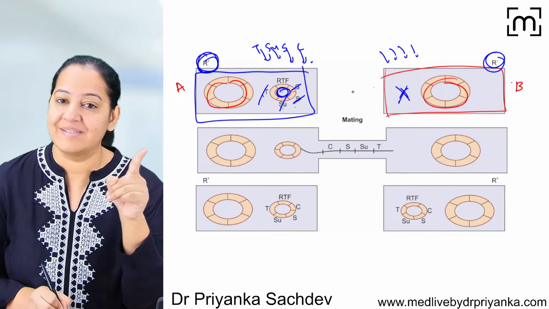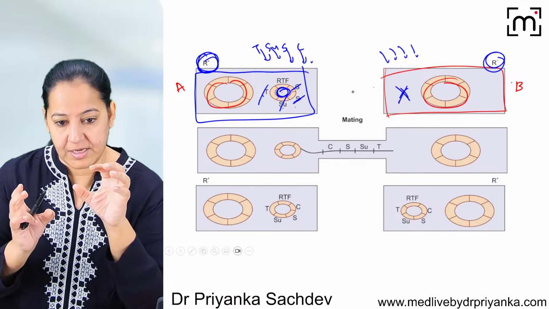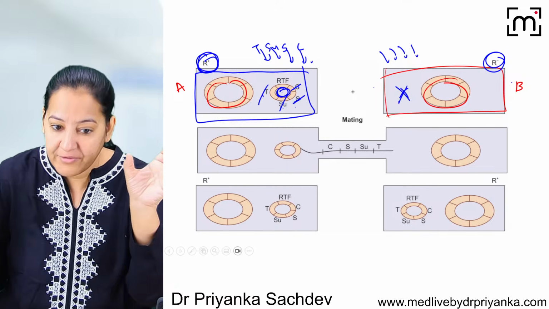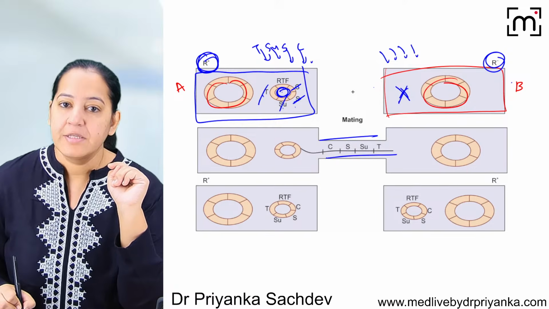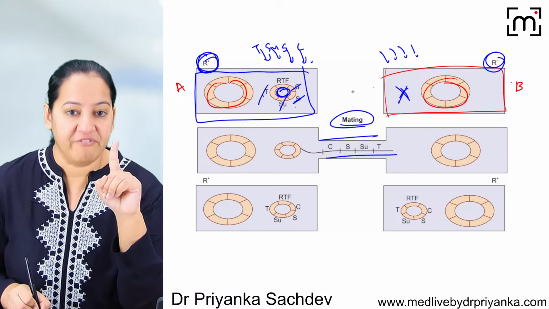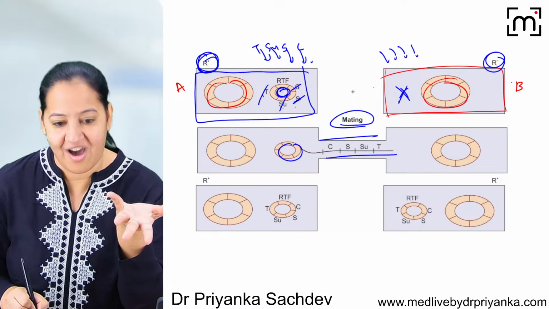So bacteria A is saying to B, yes, we can do so. Come closer, we will make a tube. So the two bacteria are coming closer. They are making a tube between them. They are mating with each other. So the first bacteria, the A bacteria, is replicating the R plasmid.